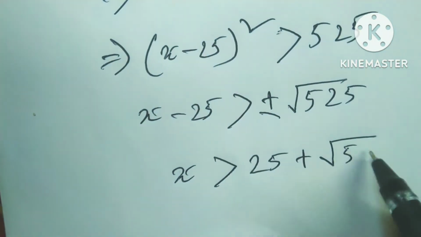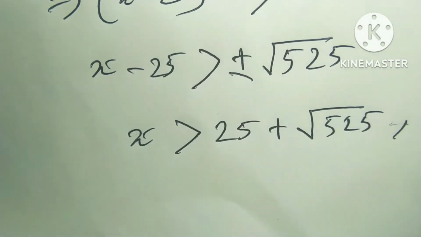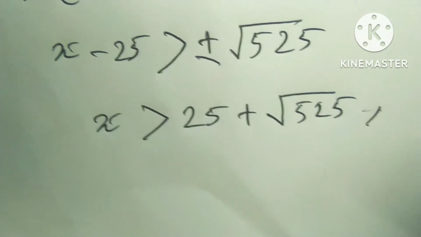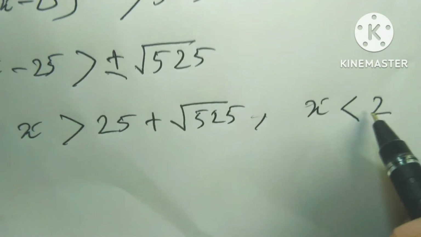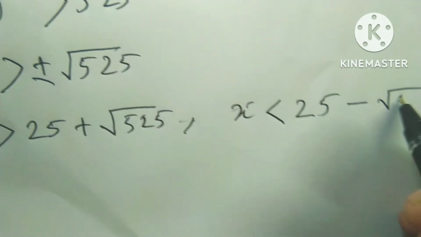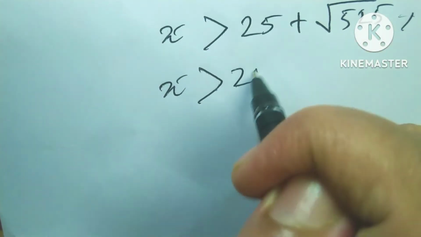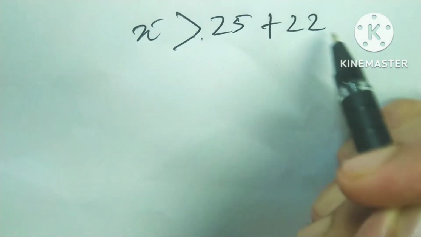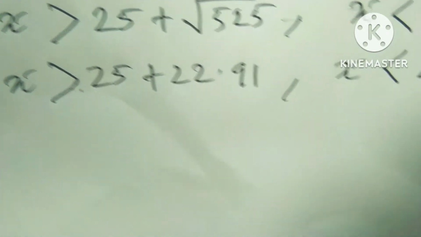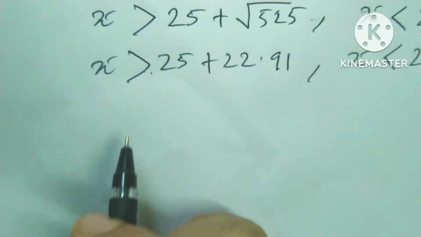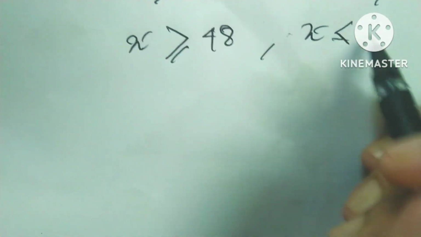25 plus root over 525, and x greater than 25 minus root over 525, and x less than 25 plus 22.91, and x less than 25 minus 22.91, and after that the answer is x greater than or equal to 48 and x less than or equal to 2.